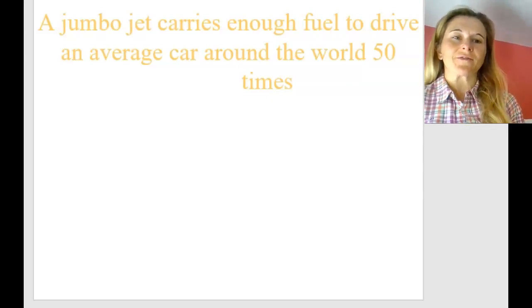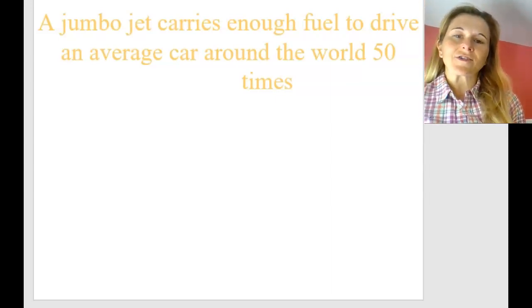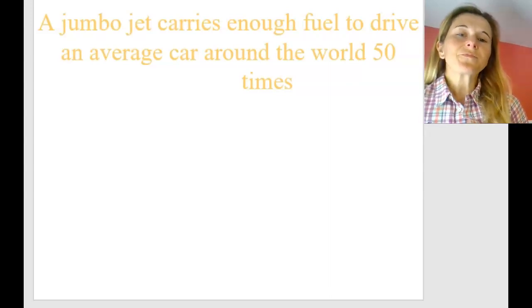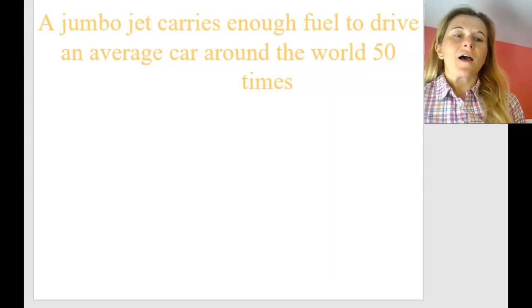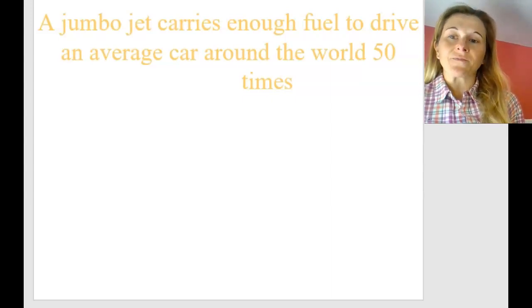And we see here on our first screen, we have our fun fact of the lecture. A jumbo jet carries enough fuel to drive an average car around the world 50 times. And I've chosen this fun fact for this one because, as we know, fuel is a combustion reaction.